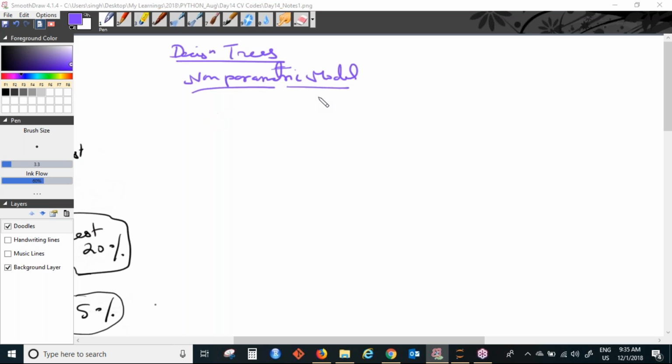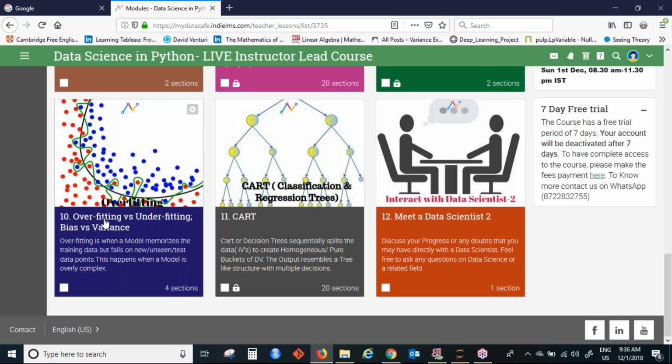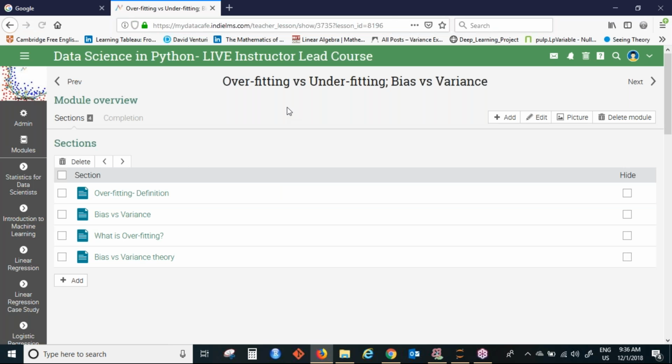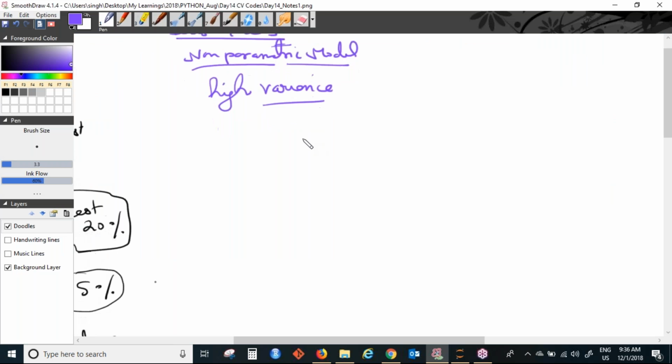Now, non-parametric models suffer from a disadvantage called high variance. Again, all of this has been discussed in detail, so you will only follow this well if you have gone through this module. So go through this module and then it will be clear to you what high variance is. This has been covered already in the class.